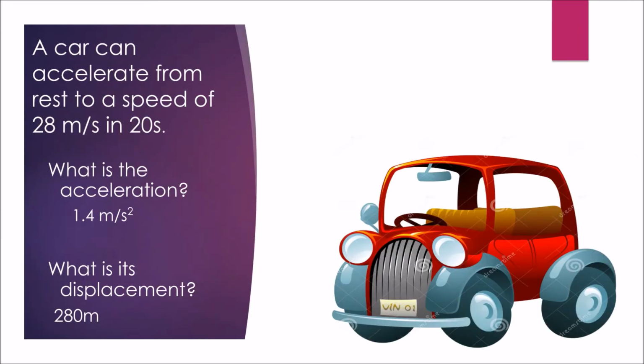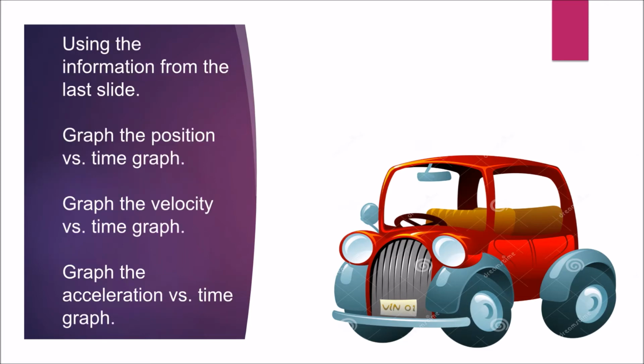A car can accelerate from a rest to a speed of 28 meters per second in 20 seconds. Our acceleration is 1.4 meters per second squared because our change in velocity is 28 divided by our change in time, which is 20 seconds. What is our displacement? If we just employ our displacement equation, delta x equals 1/2 a delta t squared, we can have our delta x is equal to 1/2 times 1.4 times 20 squared, which is 280 meters.